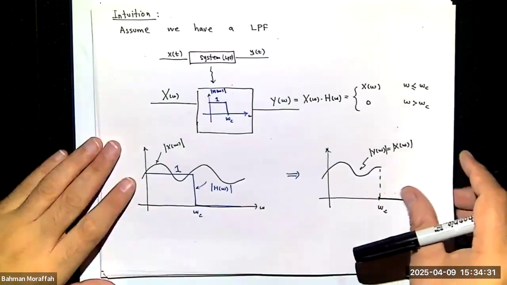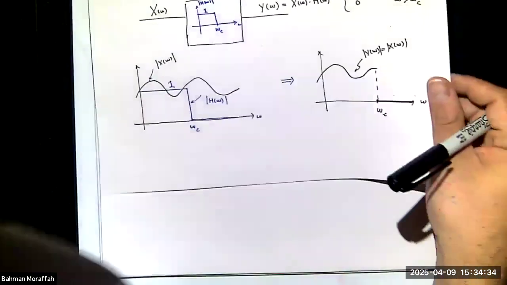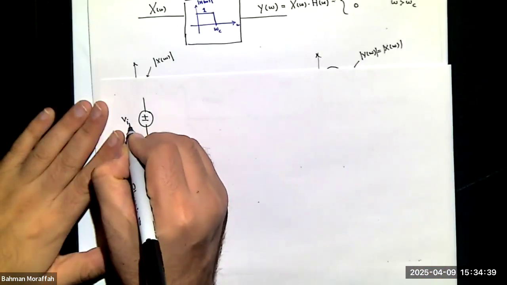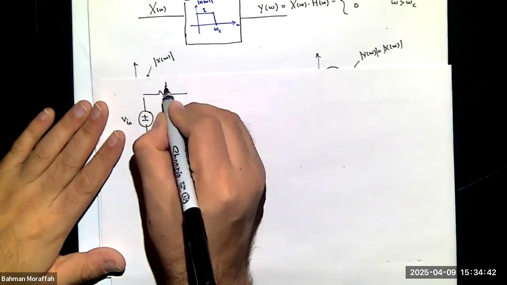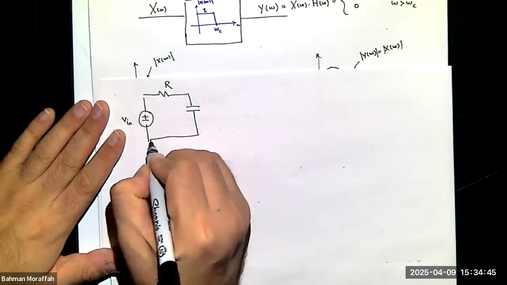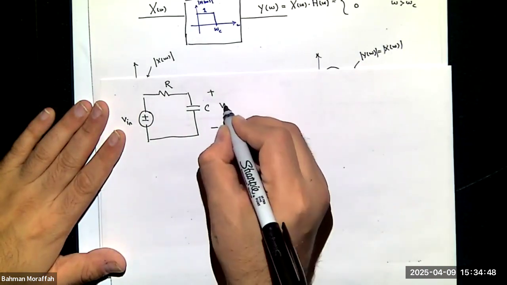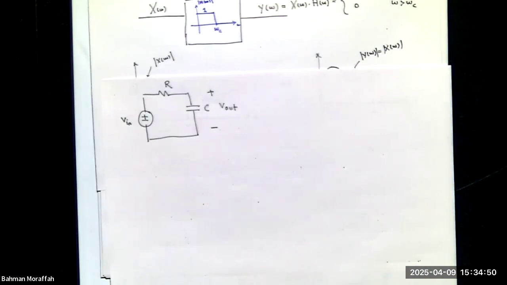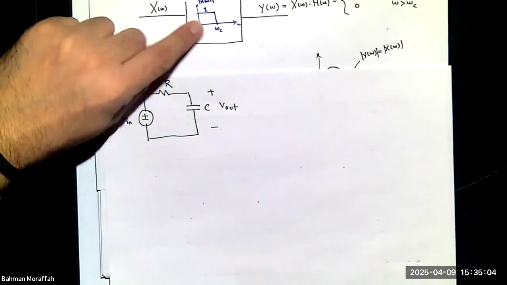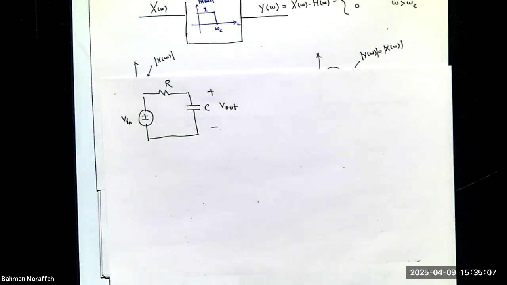So let's look at this circuit. Some input voltage here, some resistance, and some capacitance. And look at the voltage across the capacitor as my output. What I'm claiming is that if I look at the ratio of output to input, it is something similar to this curve that I have for a low pass filter. Well, let's take a look at it.